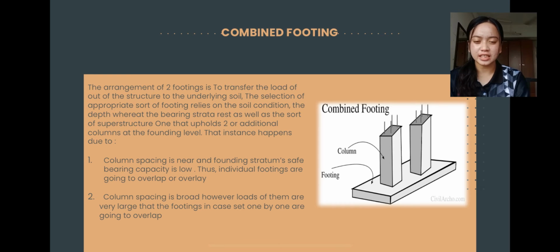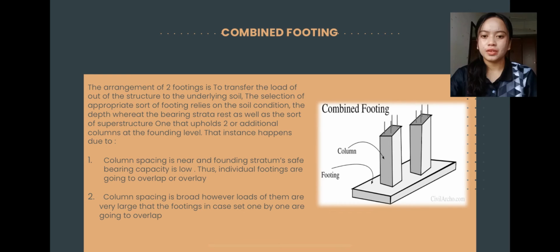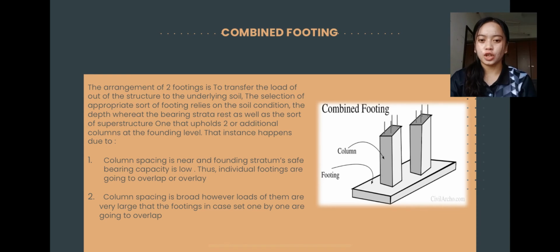This happens for two reasons. First, column spacing is close and the founding stratum's bearing capacity is low, so individual footings are going to overlap. Second, column spacing is wide, however the loads are very large, so that the footings, if set one by one, are going to overlap.